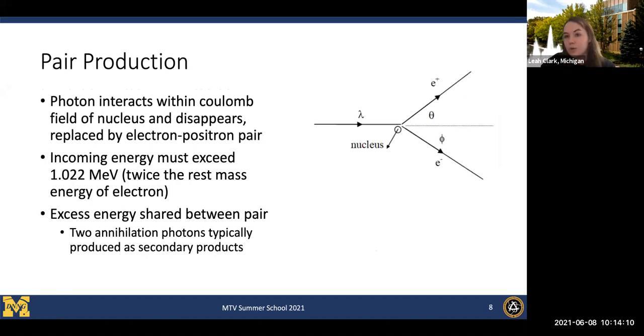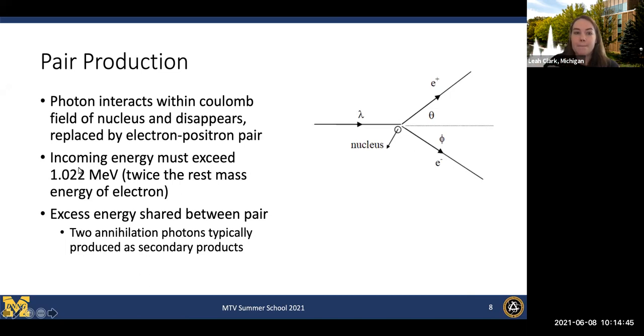And our last mode of interaction is pair production. Pair production occurs within the Coulomb field of the nucleus. It's not necessarily within the nucleus itself, it's near the vicinity of it. What happens is the photon disappears, and in its place, we get an electron-positron pair. In this diagram, we have our incident gamma ray coming in near the nucleus. It disappears, and then an electron and positron are emitted.